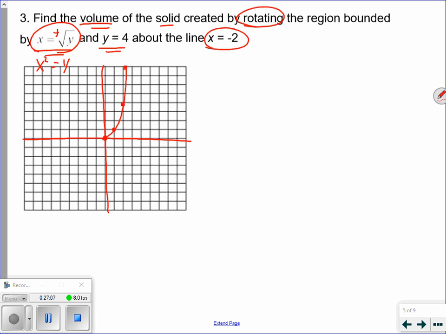That's the square root of y. That's x equals the square root of y. It's the same thing as x squared equals y, but again, just the positive side of it, because you can't take the square root of a negative y.